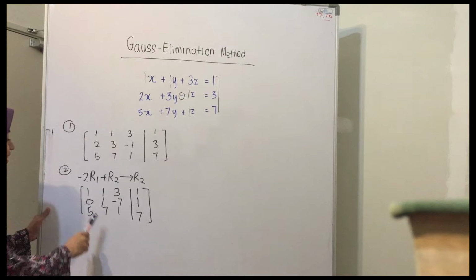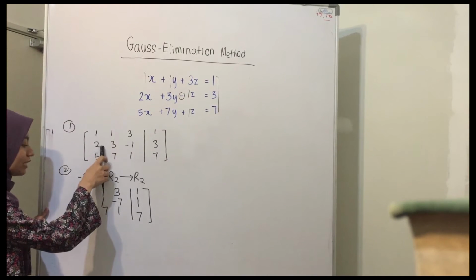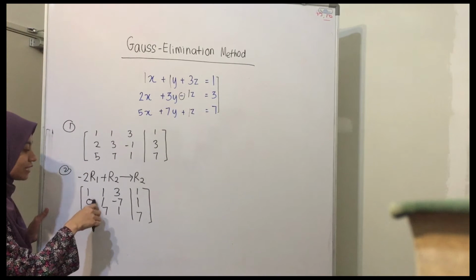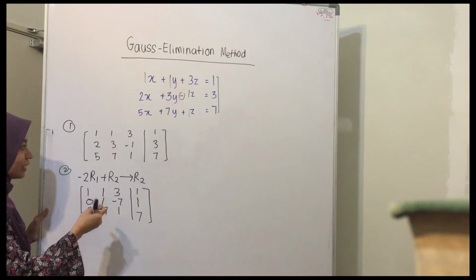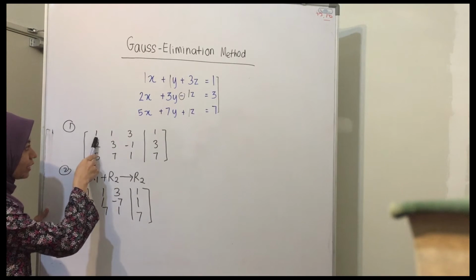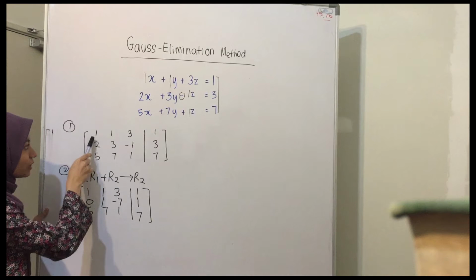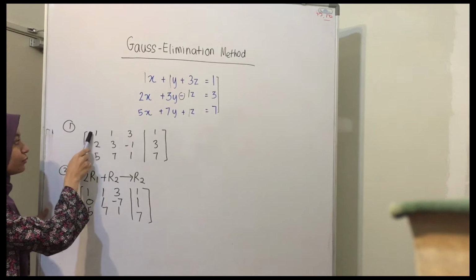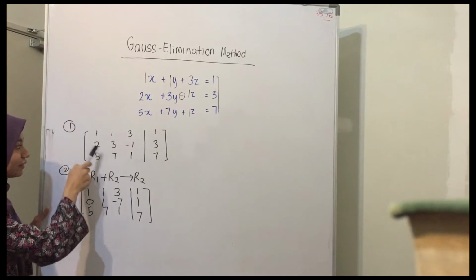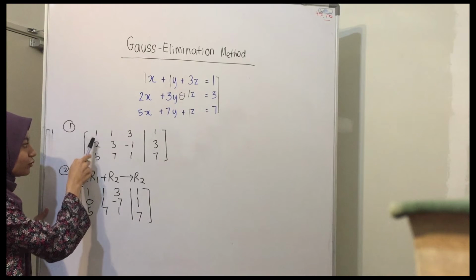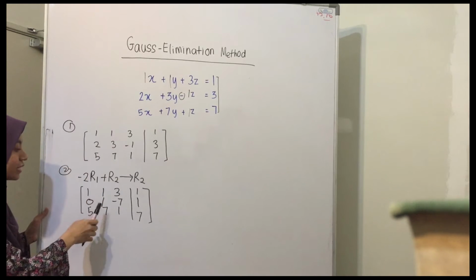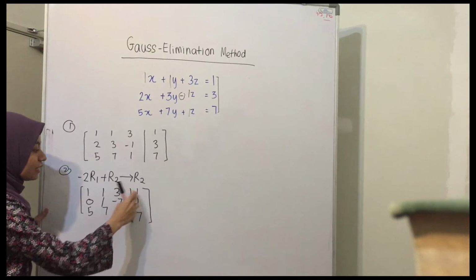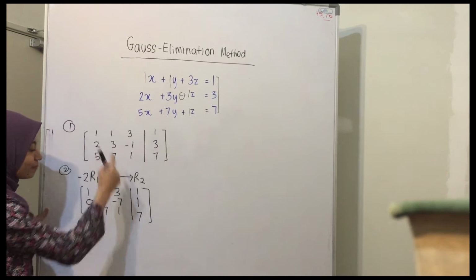Okay. As you can see here, the 2 is now transformed to 0 because negative 2 multiplied with row 1 is equal to negative 2. Negative 2 plus row 2: negative 2 plus 2 is equal to 0. And we continue to the next number.